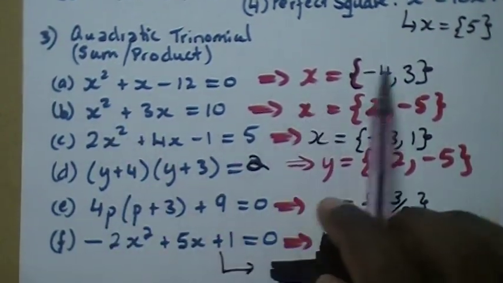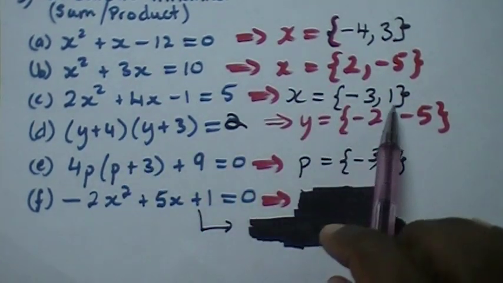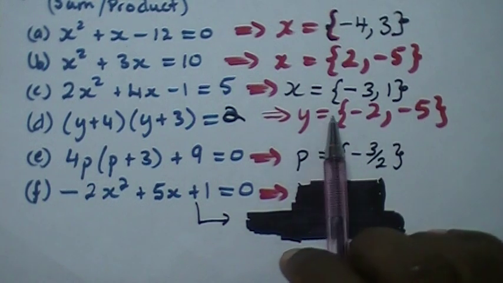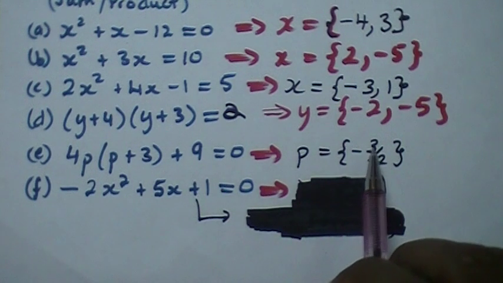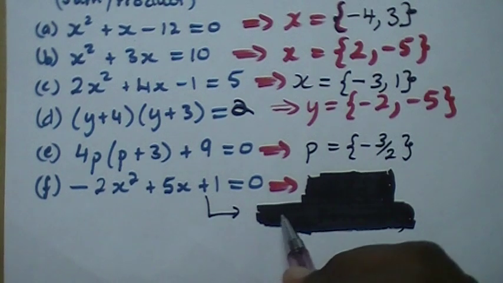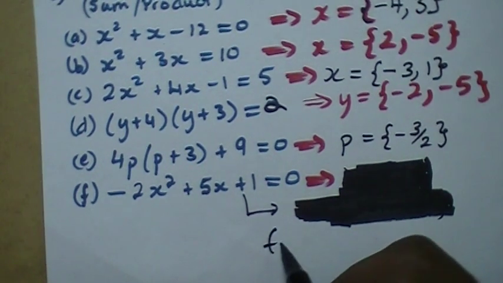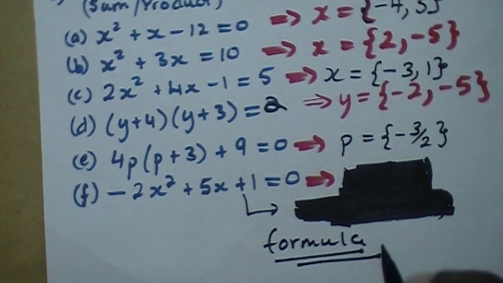For 3a, the solutions are negative 4 and 3. B, 2 and negative 1. For c, negative 3 and positive 1. For d, it's negative 2 and negative 5. For e, the value for p is negative 3 over 2. For f, no solutions. The reason being that it could not be solved by factorization, and hence we have to use the formula method, which we'll look at in another video.